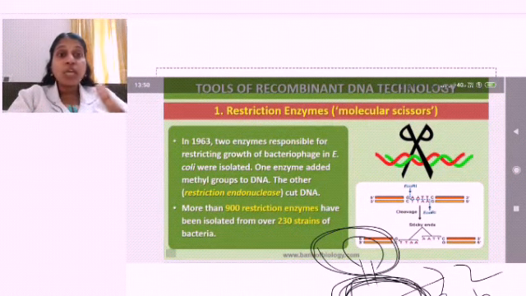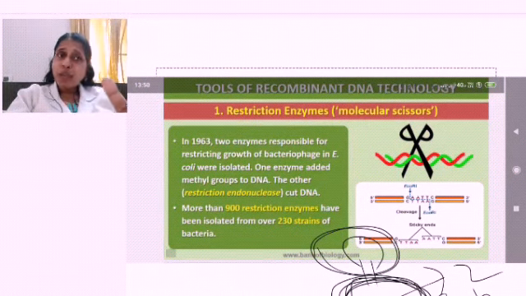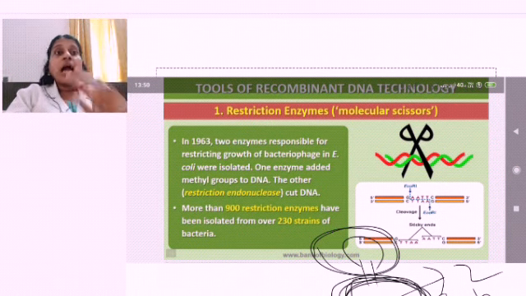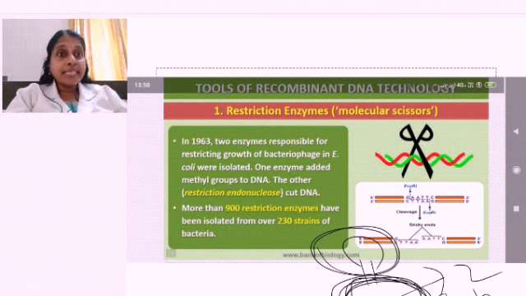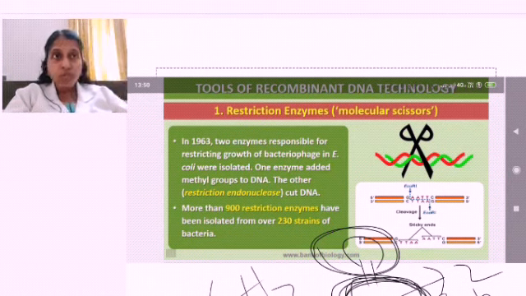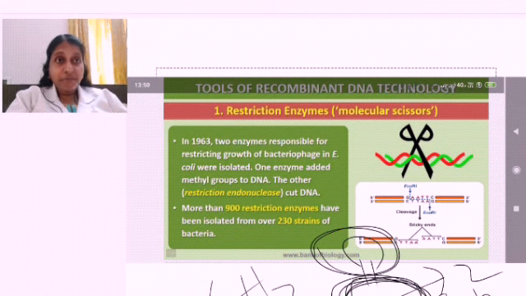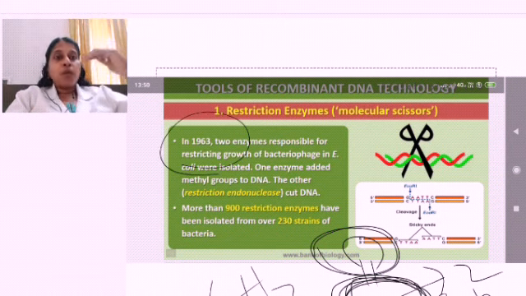How many enzymes are they producing? 2 enzymes, right? One enzyme helps in cutting the DNA into fragments. And another enzyme adds a methyl group to the DNA, thereby restricting the action of the restriction enzyme. So restriction enzyme, where is the name coming from? It is coming from this discovery. So what is the discovery? The restriction enzyme was isolated in 1963.